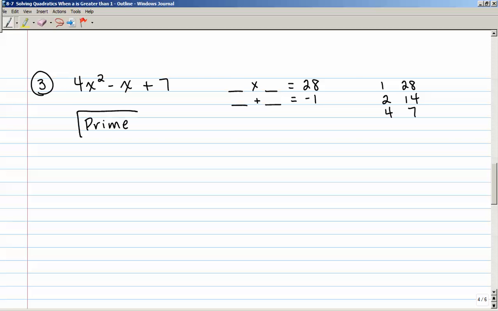If you can't find numbers that will work, your polynomial is going to be prime. In other words, it cannot be factored. Its only factors technically are 1 and itself.